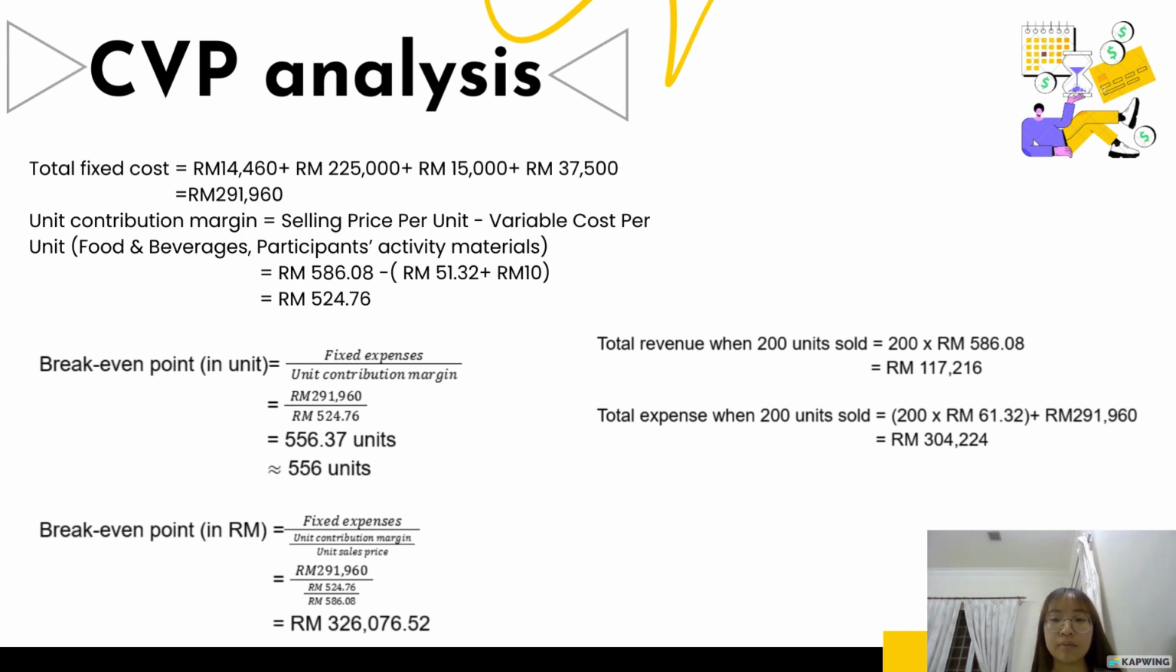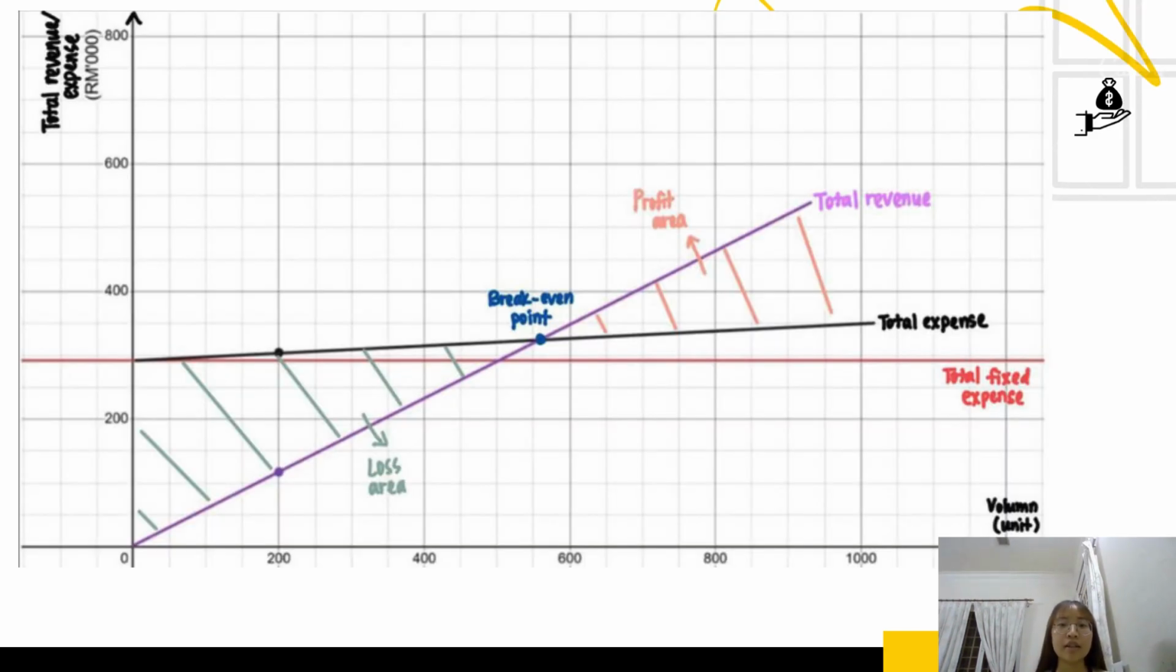326,076.52 ringgit Malaysia. The break-even point is determined by the intersection of the total revenue line and the total expense line. The Gimilang company breaks even for the 5-day course at 556 tickets, or RM 326,076.52 of ticket sales. This agrees with our calculation in the preceding section.